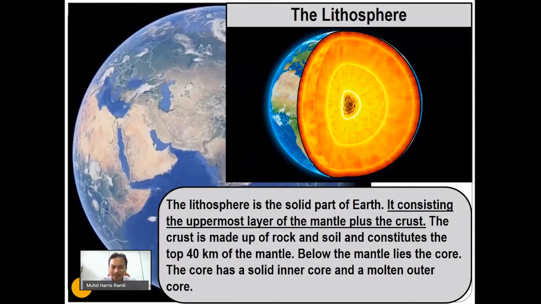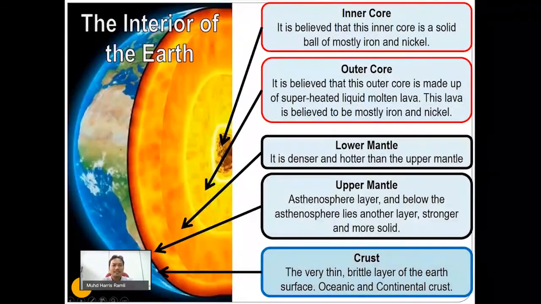Below the mantle lies the core. The core is a solid inner core and a molten outer core. So this is the interior of the Earth. This is where we are now, the crust. The crust is a very thin, brittle layer of the Earth's surface, where you have oceanic and continental crust. And in the deepest part of the Earth, you have the inner core.